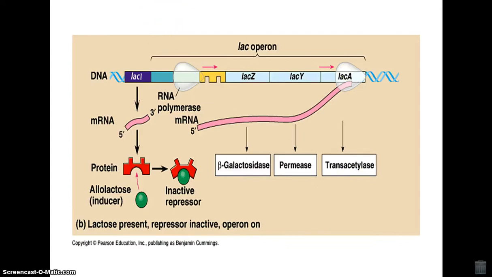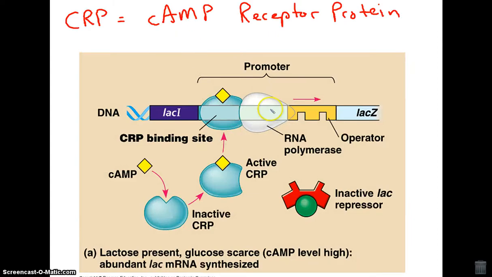Now, even if lactose is present, in some cases we're not going to produce lactase because glucose is a more efficient form of energy. So here's the case where lactose is present and glucose is scarce. When glucose is scarce, there are high levels of cyclic AMP, or cAMP, and the cAMP will bind to CRP, which is a cAMP receptor protein. That helps assemble the RNA polymerase so that the lactase can be produced. So, if lactose is present and glucose is scarce, we get production of lactase.